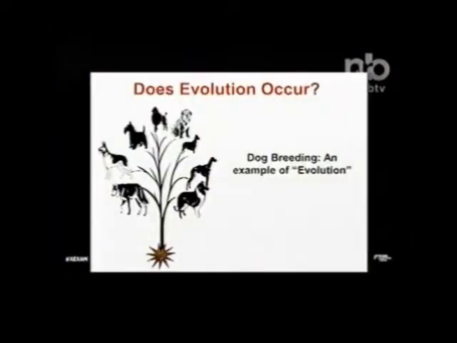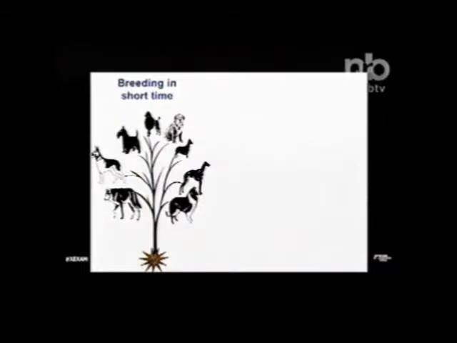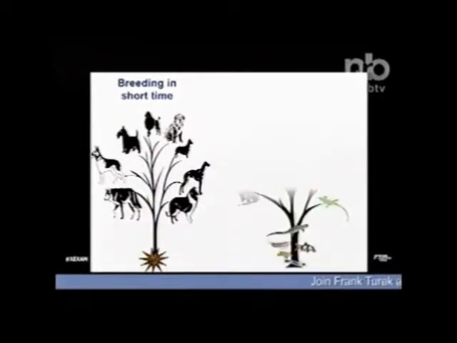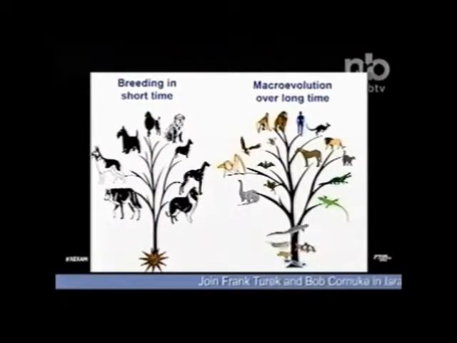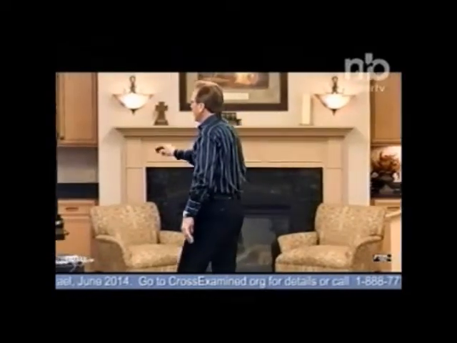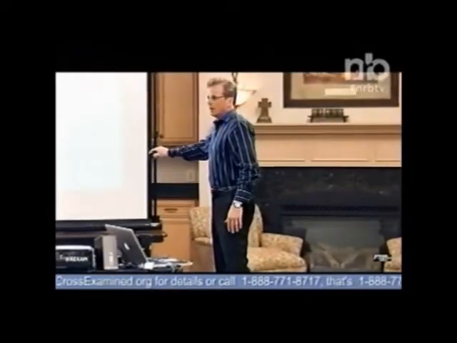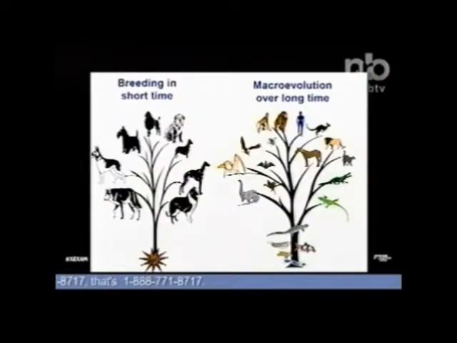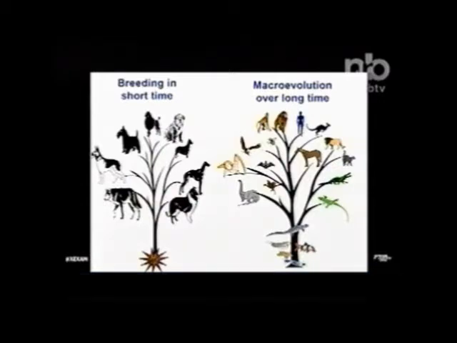So breeding in a short period of time is really kind of a blueprint for macroevolution over a long period of time. Look, if we can get all these breeds quite quickly, why can't we get all these different types of animals over a long period of time? Can anyone see the problem with this kind of reasoning right here? This over here, macroevolution, is supposed to happen without any intelligence, right? There's nobody guiding it. But this is being guided by intelligent breeders.